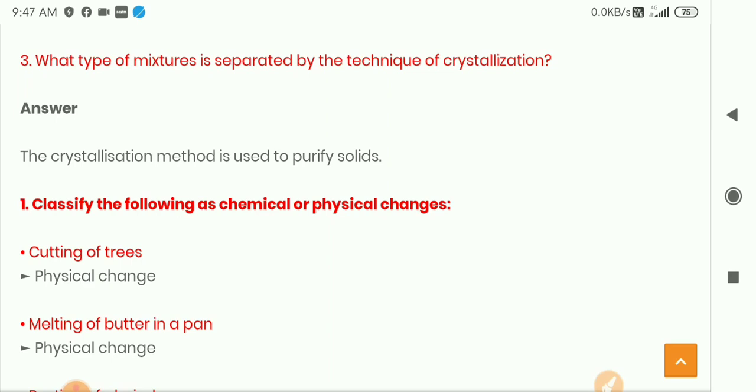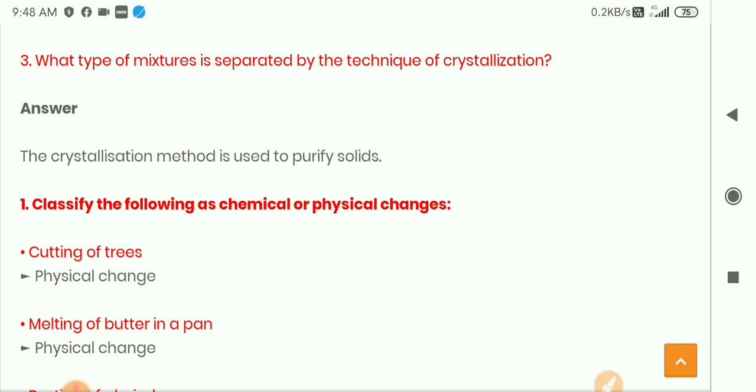Next question is, what type of mixtures is separated by the technique of crystallization? The crystallization method is used to purify solids. First of all, a solid solution is made, the solid is converted into a saturated solution and then filtered and then cooled to get crystals. Before cooling, we have to filter the saturated solution to remove the undissolved impurities.